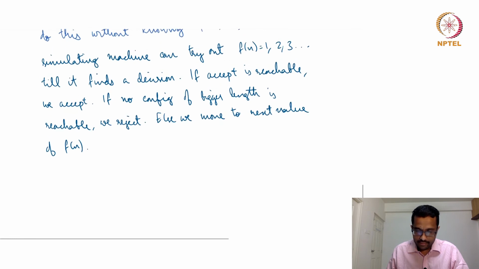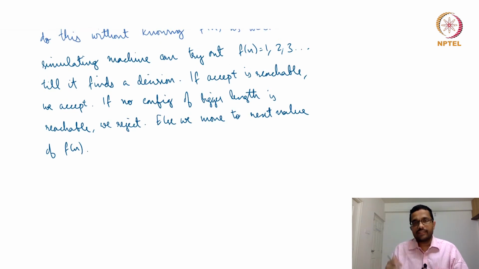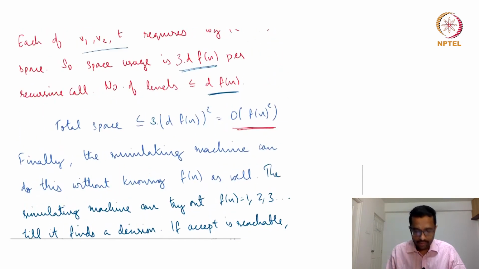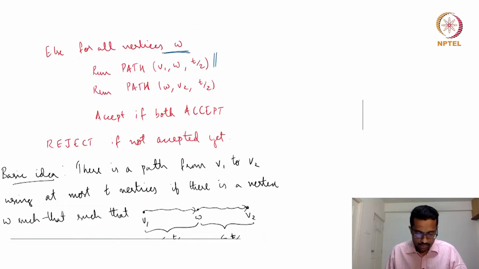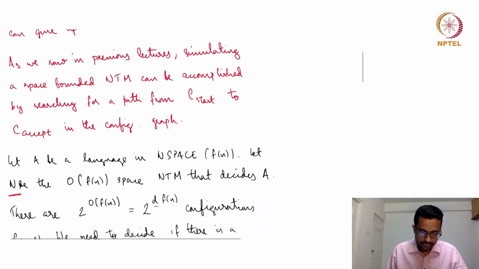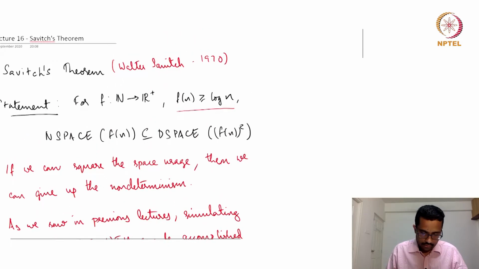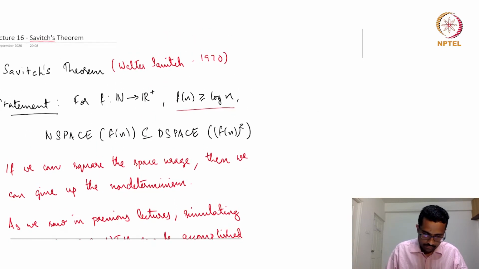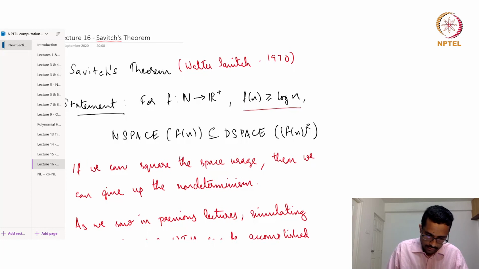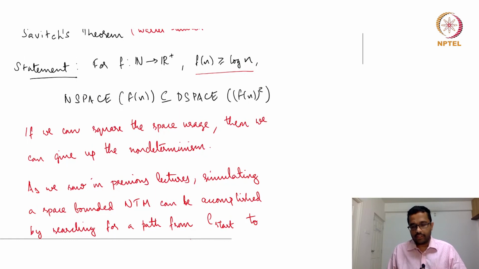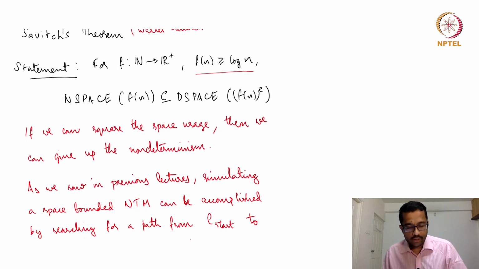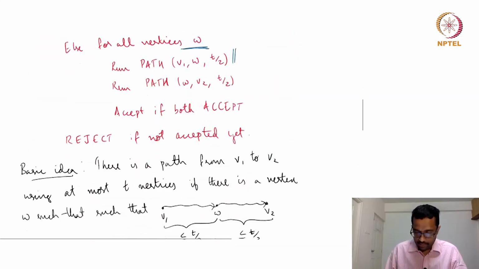This is a minor point that I made at the end, but the fact is that we can do this simulation even without knowing fn. That's how nice this construction is. So what this shows is that whatever is accomplished in a non-deterministic space fn machine can be accomplished in a deterministic space fn squared machine.